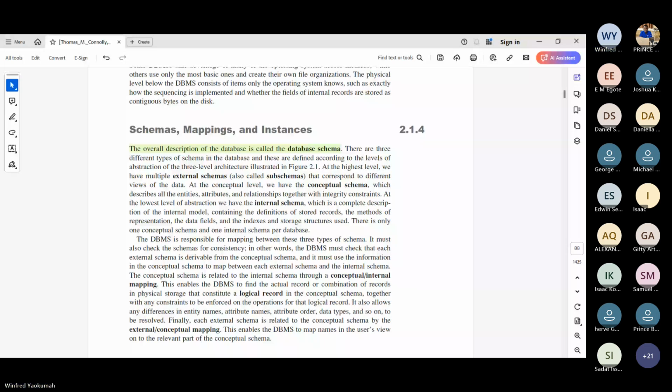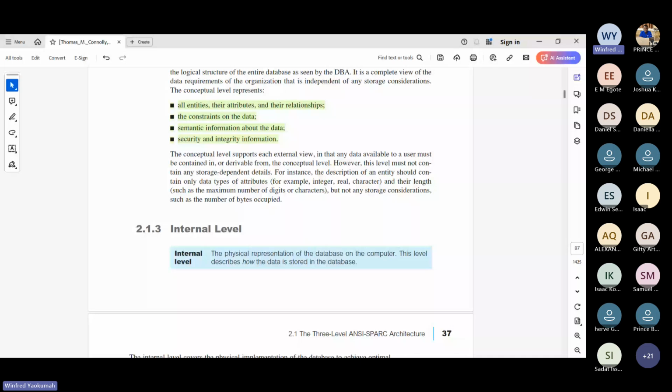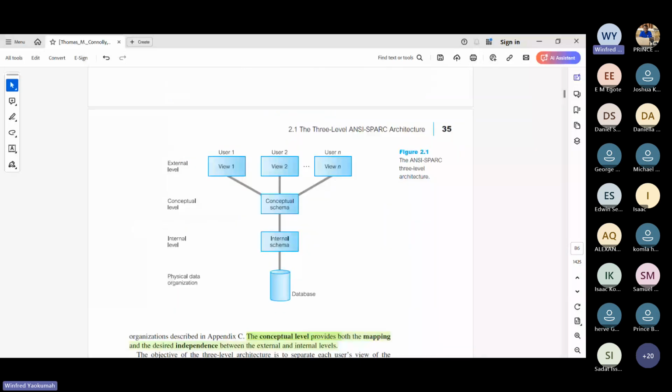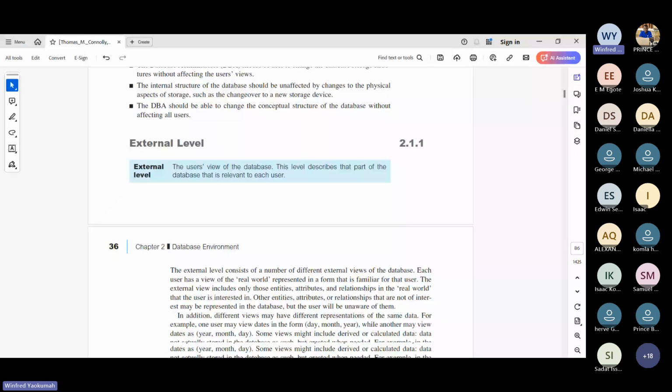Having said we have the database schema, the overall description of the database is what we have at the internal, external, and conceptual levels. That's why we also end up saying external schema, conceptual schema, then internal schema. That means there is the description of this part, the description of the conceptual part, or the description of the external part. So we have corresponding schemas for each of these levels. That's what has been described over here.